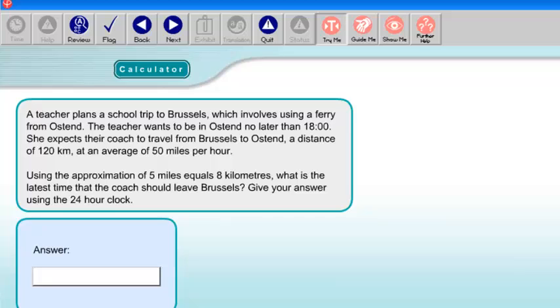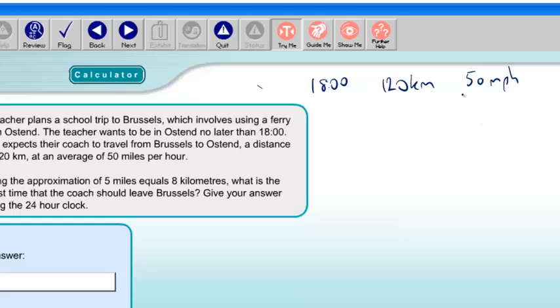Okay, that is a pretty tough question, so let's break it down into smaller pieces. So what do they tell us first? They tell us they have to be there by 1800 hours. They've got a distance of 120 kilometers to travel, and they expect to go at 50 miles per hour. So straight away that isn't really consistent. We've got miles per hour and kilometers to travel, so there's an inconsistency there. We're going to have to convert one of these so that we're dealing like with like, but we'll deal with that in a minute. We are also given a conversion rule, which is always a good help. They're telling us 5 miles equals 8 kilometers.